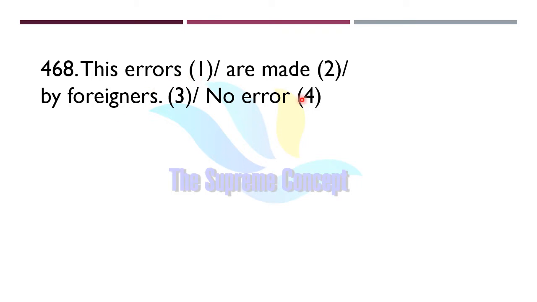These errors are made by foreigners. Just mark your answer. Alright, so here as you can see, this error is wrong, because errors is plural. For plural we will use the plural form here, not this. Instead of this we will use these, a demonstrative pronoun. So these errors are made by foreigners. This is our final answer.